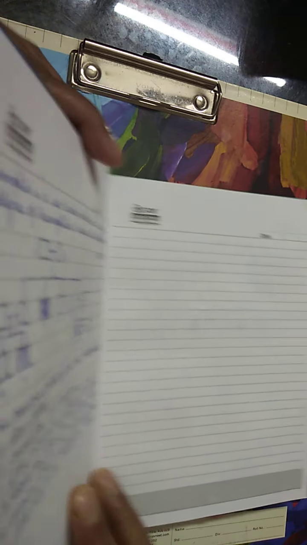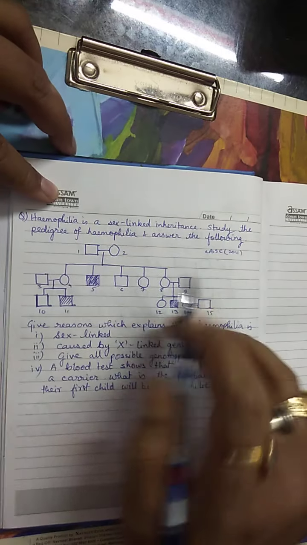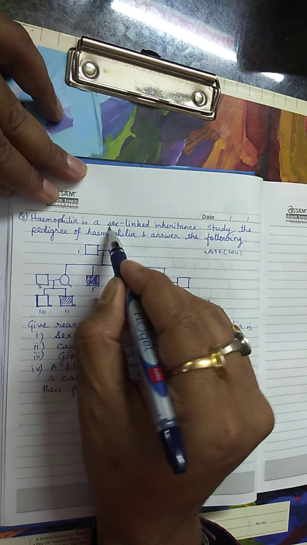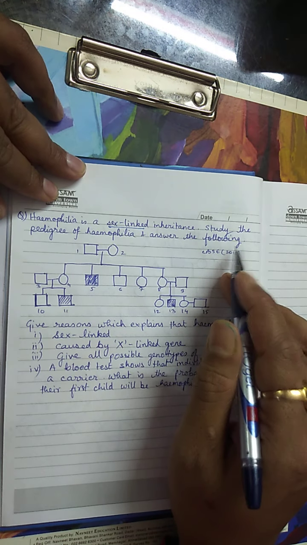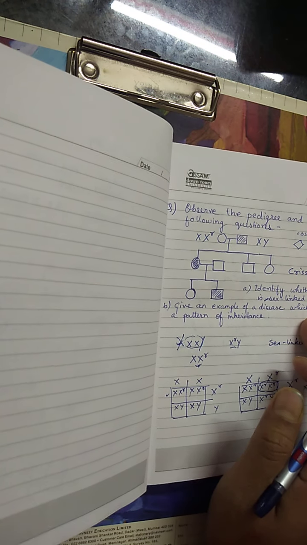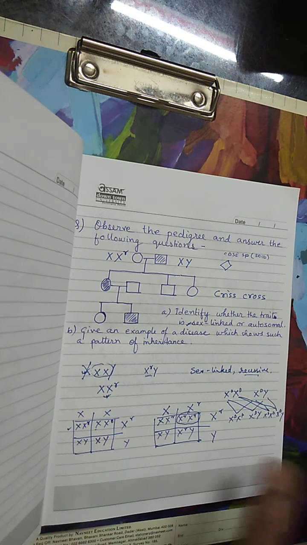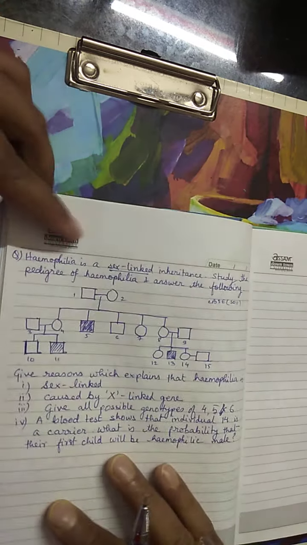Let's take one more example. Here they are talking about hemophilia being a sex-linked inheritance. They have already stated that it is a sex-linked inheritance. Study the pedigree of hemophilia and answer the following question. One more thing was left earlier: give an example of a disease which shows such a pattern of inheritance. So we can say that the example can be hemophilia or color blindness in human beings.